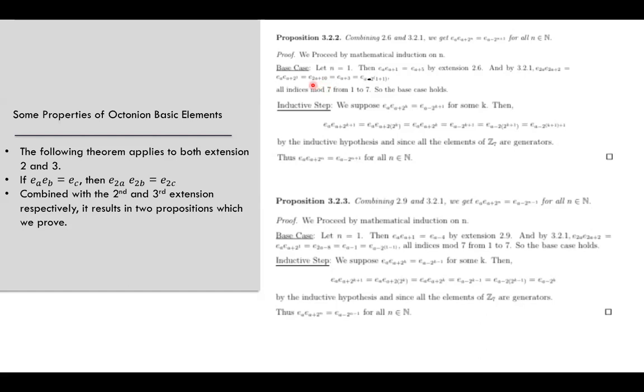Now E sub 2A plus 10, we get E sub A plus 3 because 2A becomes A, since all elements of C7 are generators. So if we multiply by 2, we're just going to get A back. And 10 becomes 3 mod 7. That's going to be the same as E sub A minus 4. So we get the desired result, E sub A minus 2 to the power of 2.